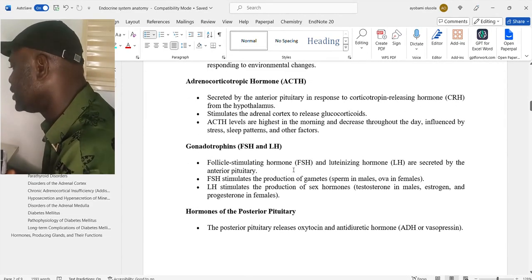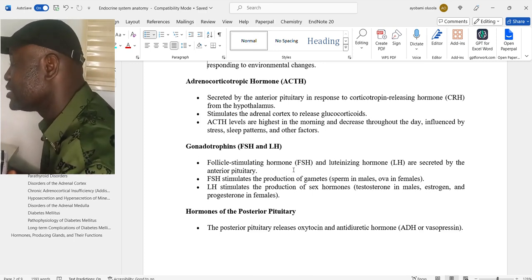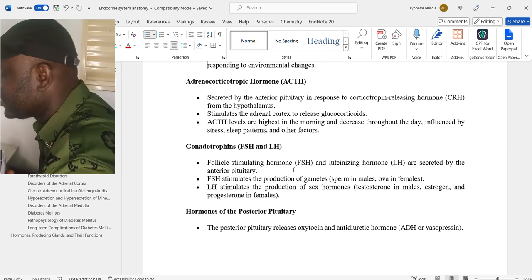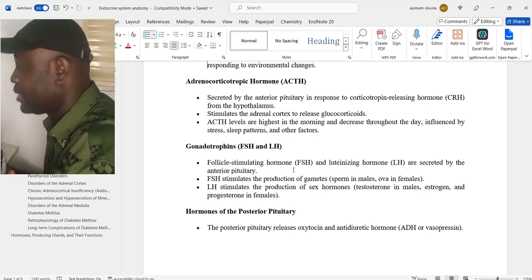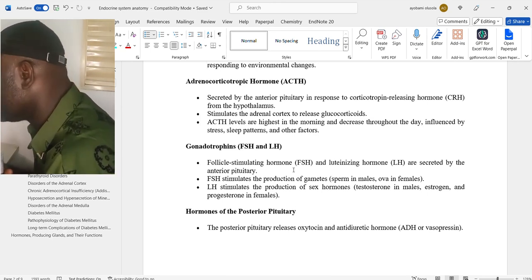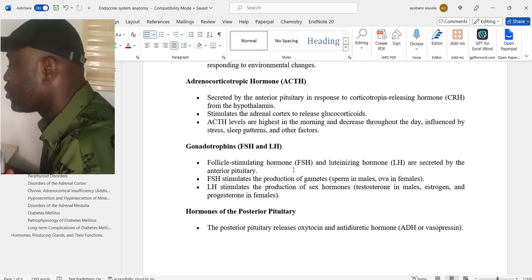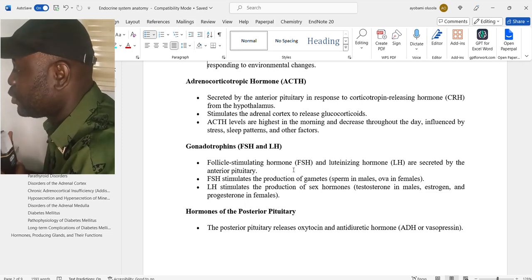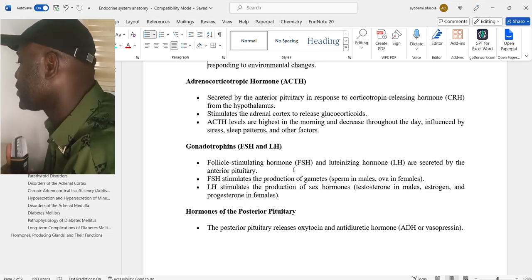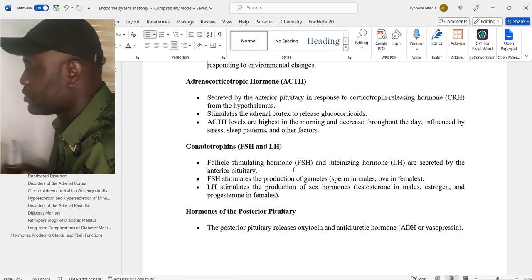So let's take a look at the adrenocorticotropic hormone. Adrenocorticotropic hormone is a hormone produced by the anterior pituitary gland, secreted by the anterior pituitary gland in response to CRH that is produced by the hypothalamus. Now, what does ACTH do? ACTH stimulates the adrenal cortex to release glucocorticoids. So ACTH levels are highest in the morning and decrease throughout the day. It is also influenced by stress, sleep patterns, and other factors.